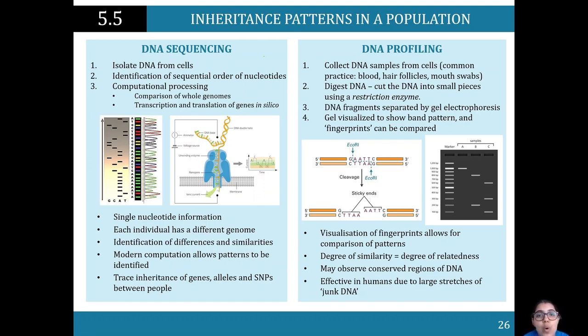Modern computation will also allow for patterns to be processed, and with those patterns we can then trace inheritance of genes, alleles, and also SNPs, so single nucleotide polymorphisms. So the change in a single nucleotide is then going to lead perhaps to a bigger change in the whole sequence.